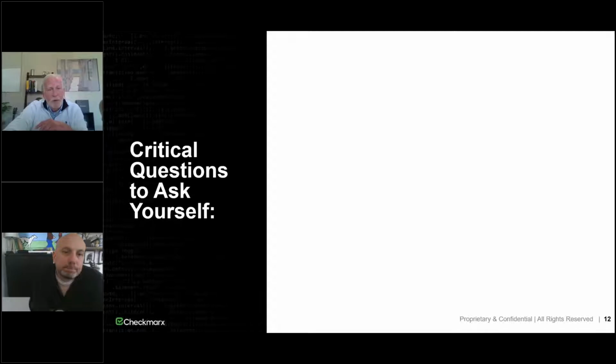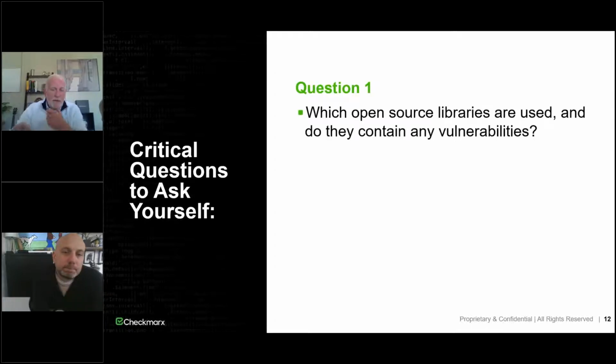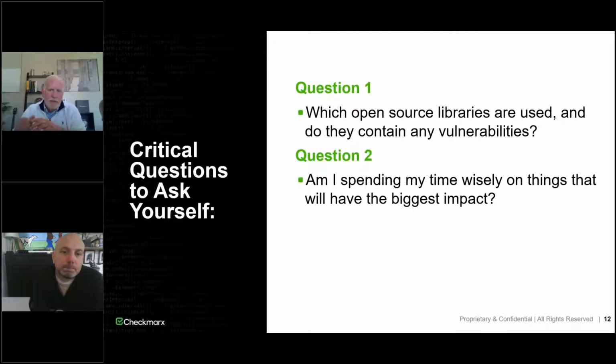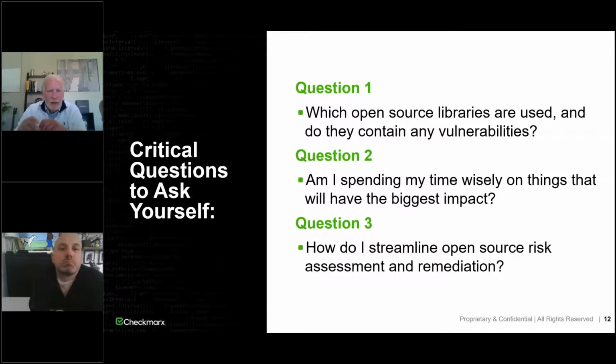So the real critical questions to ask yourself are, first off, which open source libraries are used? And do they contain any vulnerabilities? Do you know that information, and do you have access to that information at your fingertips? Am I spending my time wisely on things that will have the biggest impact? Meaning, do I know what needs to be remedied and what doesn't necessarily need to be remedied based upon how I'm using the open source in my code base? And then how do I streamline open source risk assessment and remediation?